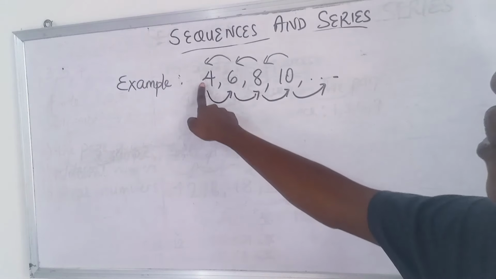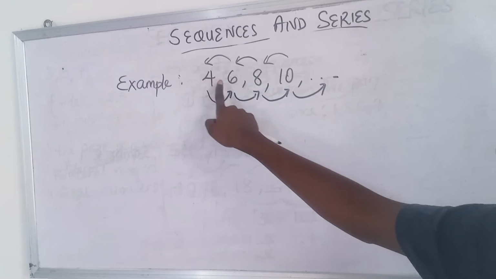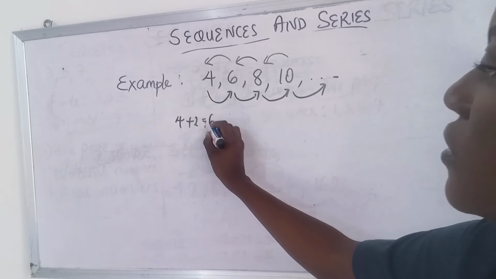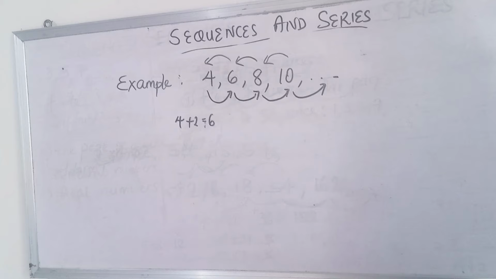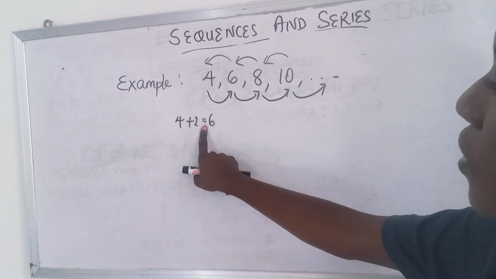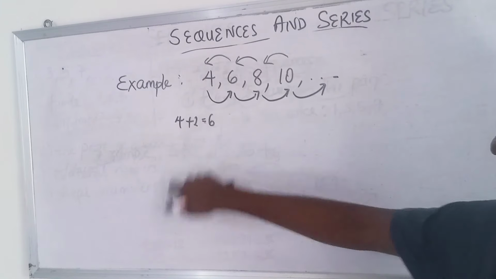So now for 4, what was done to 4 to get 6? 4 plus 2 gave us 6, right? That's the only thing we can think of that we can do to 4 to get 6. If you have any other ways you can get 6 with 4, let us know in the comment section. But now we know that you can add 2 to 4 to get 6.